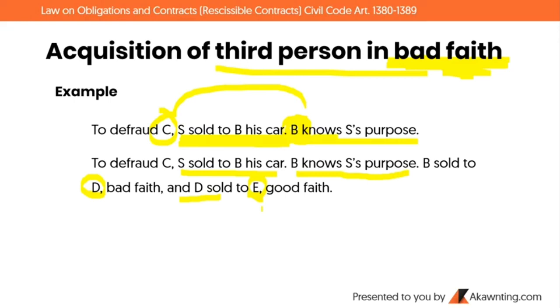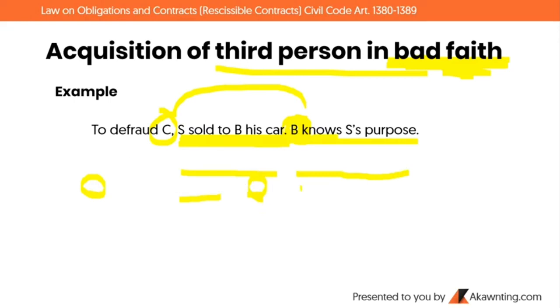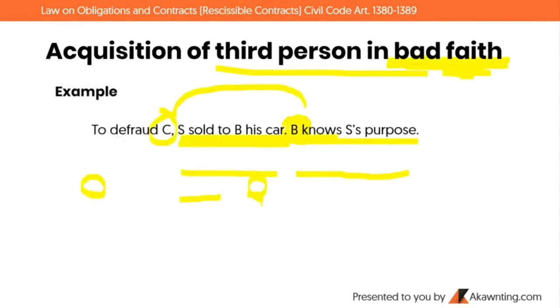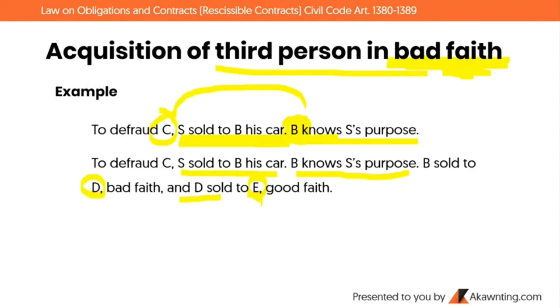in this case, ang unang magiging liable, okay, sabi nung kasi natin, okay, if there are two or more alienations, okay, the first acquirer shall be first liable first and so on successively. Okay, so ang magiging liable muna dito, syempre, yung unang naging bad faith which is si B, okay? At kung wala tayong parang kumbaga kasi na-alienate niya na sa sumunod, okay, ang susunod na magiging liable ay si D naman. Okay, pero hindi magiging liable si E kasi in good faith siya.